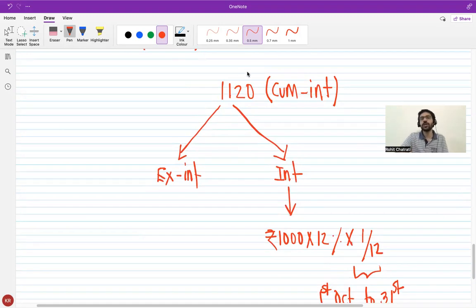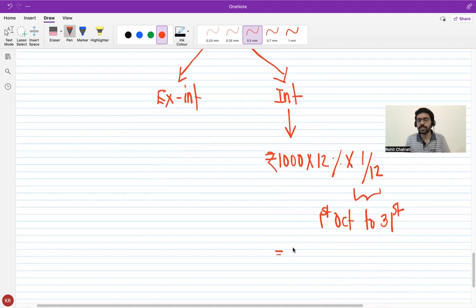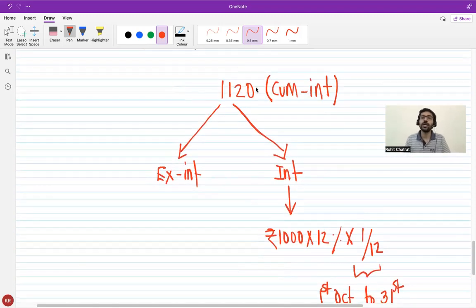This 1120 includes 1 month of interest, which is equal to rupees 10, because 1000 multiplied by 12% is 120, and 120 divided by 12 is rupees 10. So for 1 month, it is rupees 10. So this 1120 includes an interest of rupees 10, which means my ex-interest price is 1120 minus 10, which is 1110.